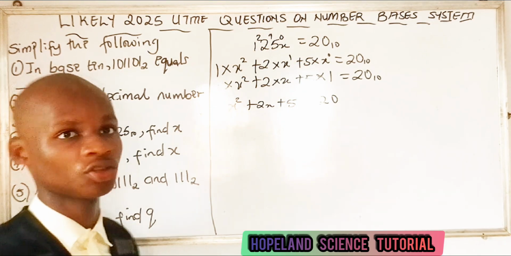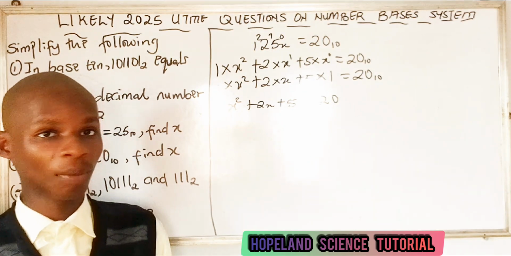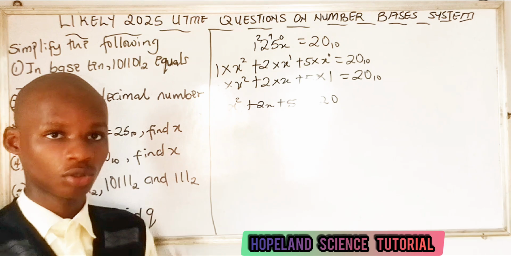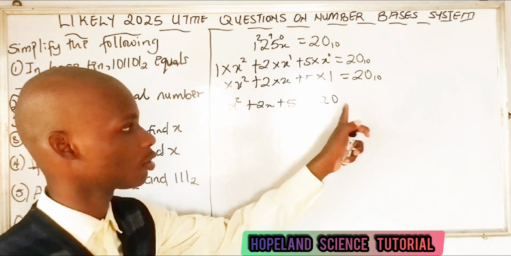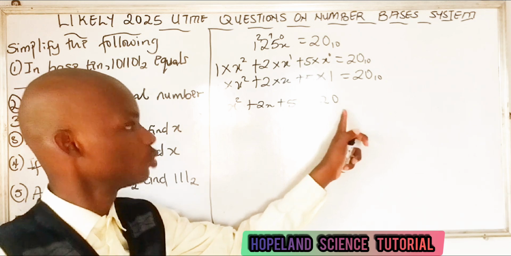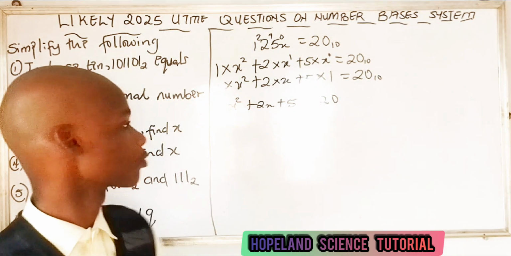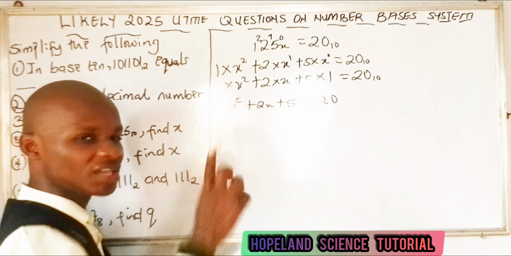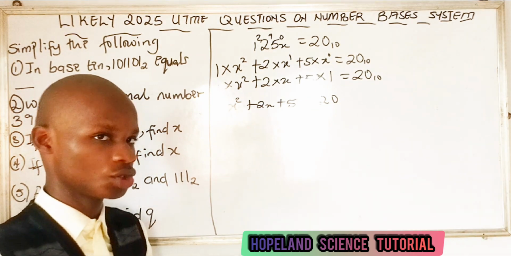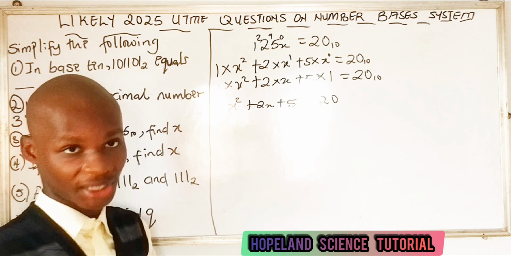Of course you know that in number base, if the base of a number is not written, you should know that the base of that number is base 10. So if we ignore this base 10 or do not write it here, you should know that 20 is in base 10. So now let's continue. If you look at this very carefully, you agree with me that this is taking us to a quadratic equation. So remember how to solve a quadratic equation, right?